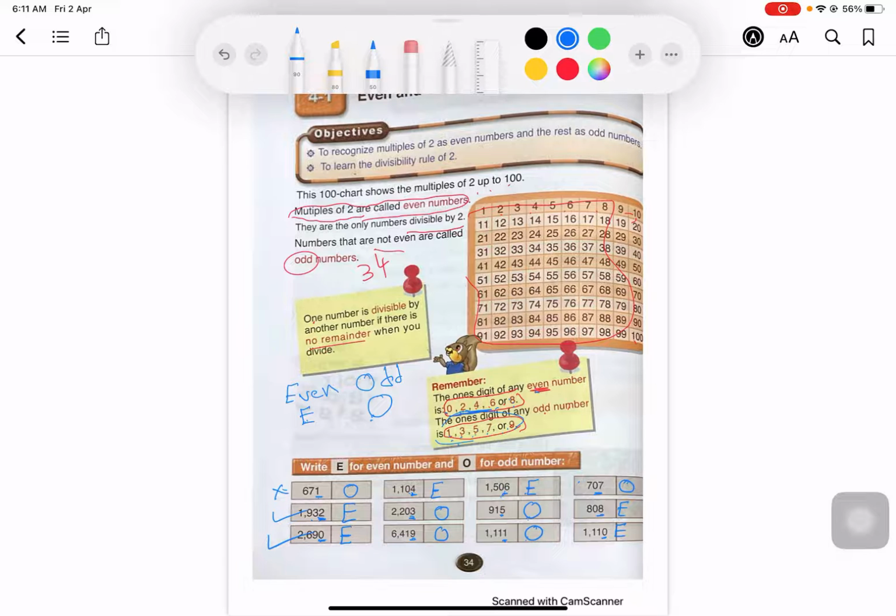So to say if this number is divisible by 2 or not, you need to decide, is it odd or even? If it is even, yes, it is divisible by 2. If it is odd, no. For this one, yes, it's even. So it is divisible by 2.